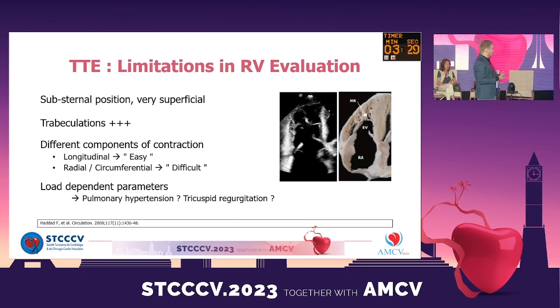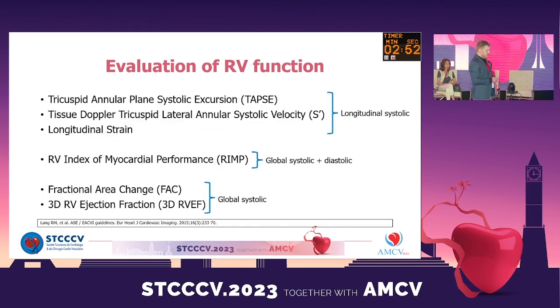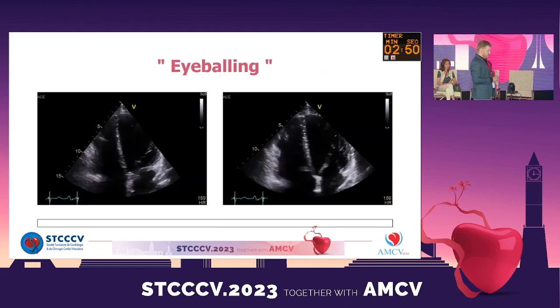It's easier to evaluate the longitudinal function, but in case of abnormal preload, as I said, you need to evaluate radial and circumferential function, so it's more difficult. And you need to always remember what is the loading condition of your patient. Does he have pulmonary hypertension or TR? So you all know all those parameters, but some evaluate longitudinal and others global function. So I will pass pretty rapidly on this.